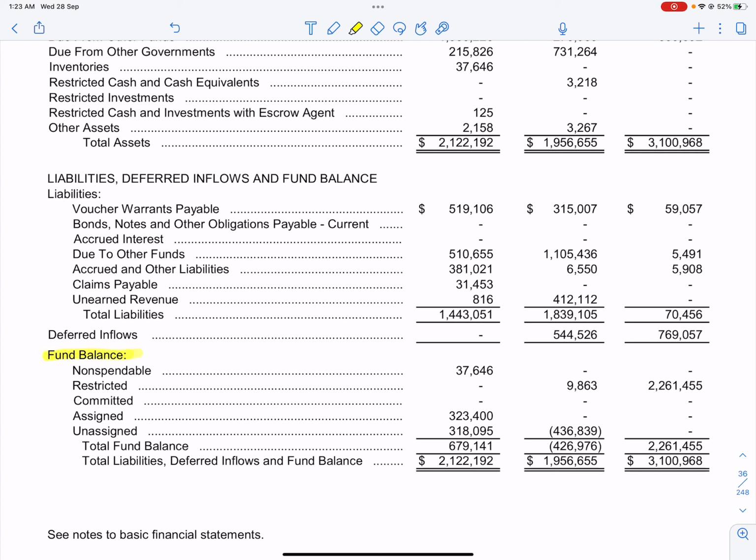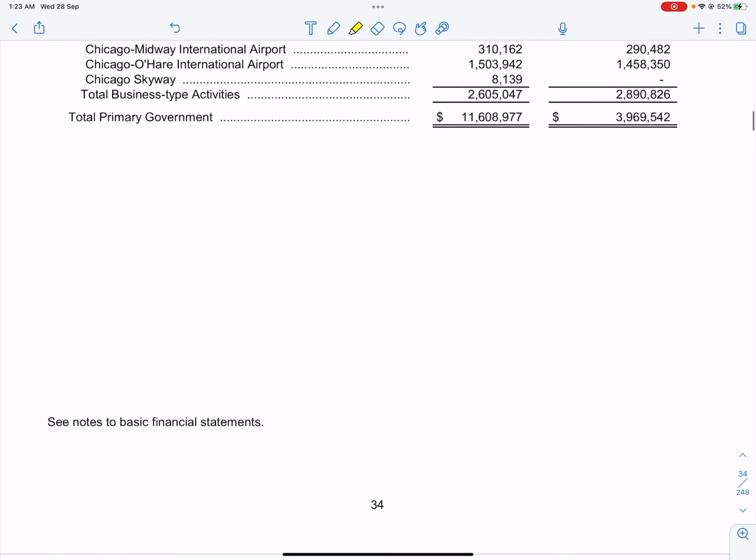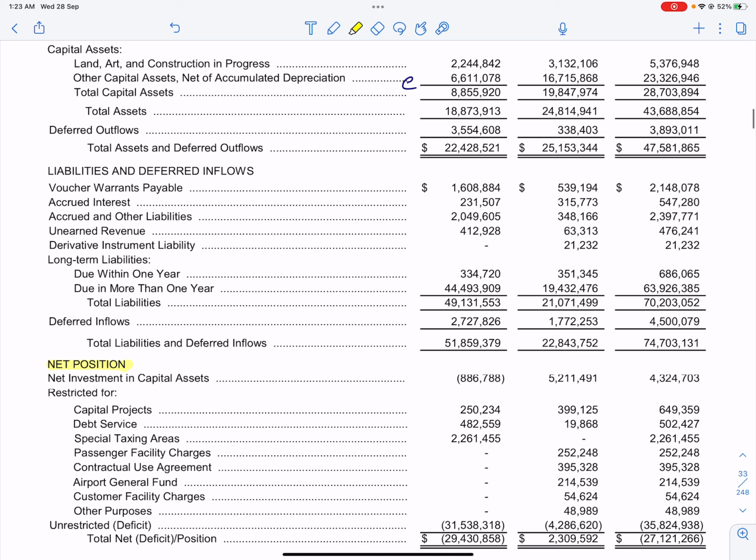So you can note that both fund balance and net position are like owner's equity. They are the residuals, the difference between assets and deferred outflows and the claims against those assets, that is liabilities and deferred inflows.